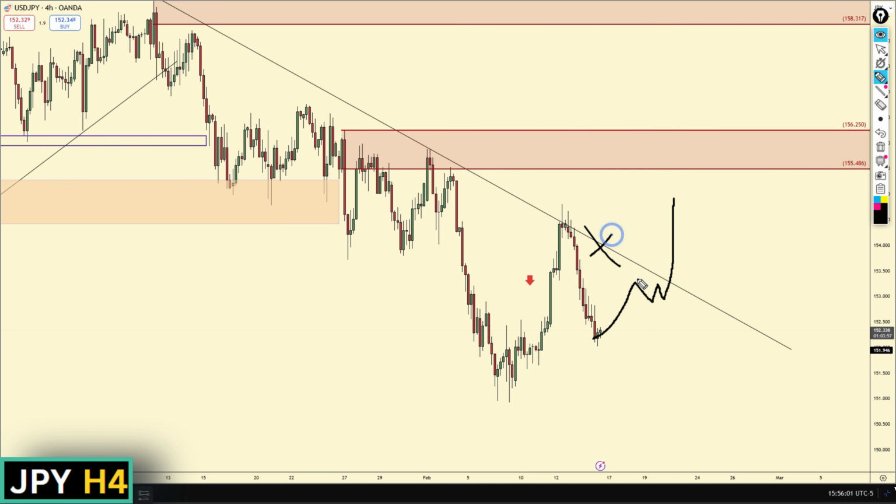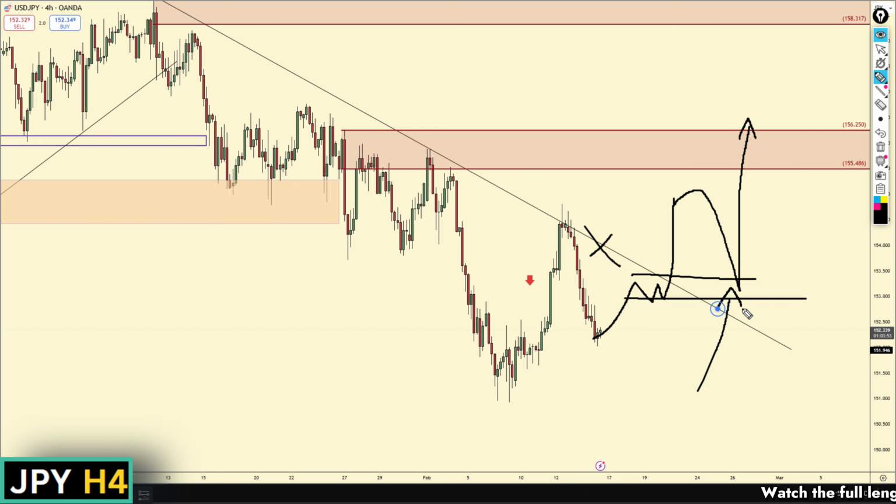Let's say we remove that downward trend line. If there's a 4-hour demand zone there, great. That would be our confirmation demand zone. That's basically the confirmation model that we will be looking for on the yen.